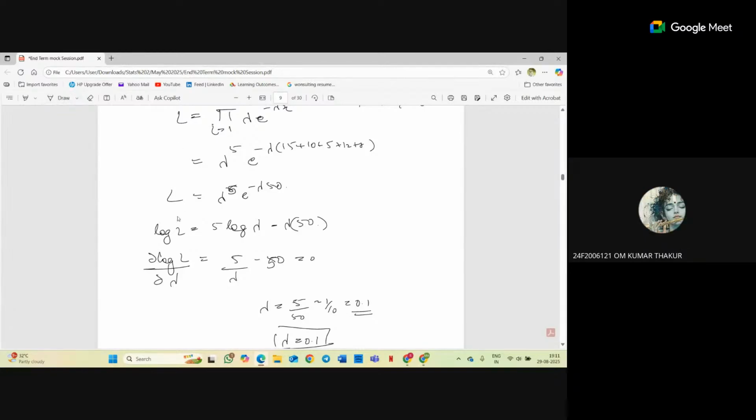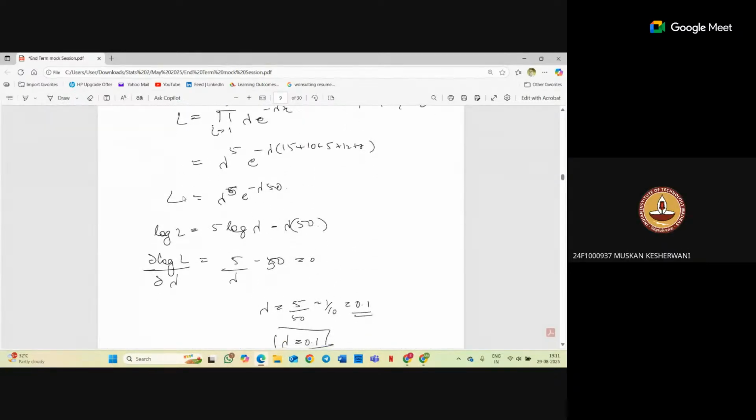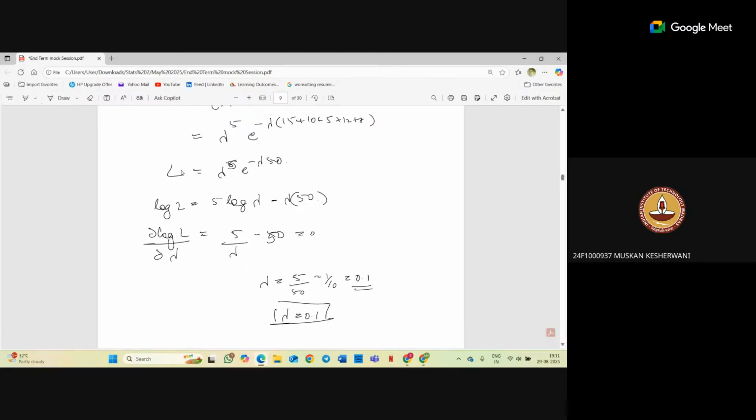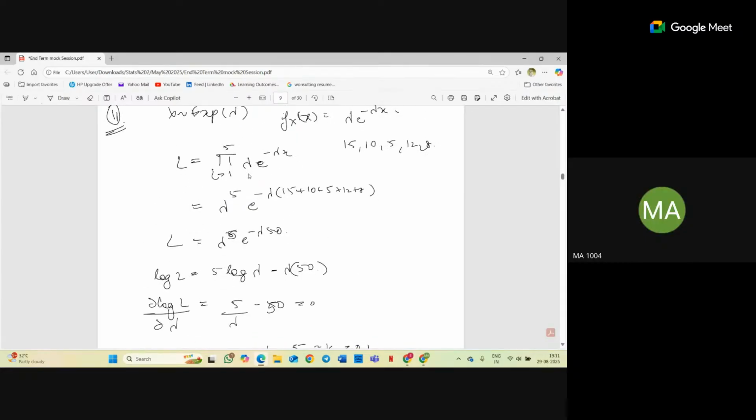Yes, ma'am. Ma'am, how do you write lambda to the power 5? We are taking the product of all the 5 samples, right? For each of the samples, this will be lambda e raised to the power minus lambda x. Similarly for the others. So if we multiply all the lambdas 5 times, it will be raised to the power 5 only, right?